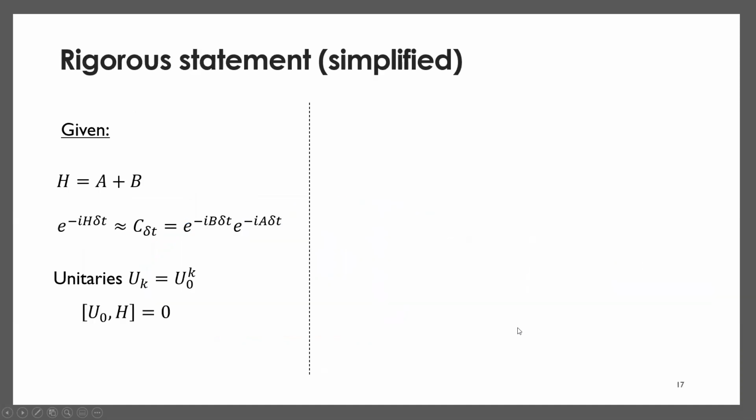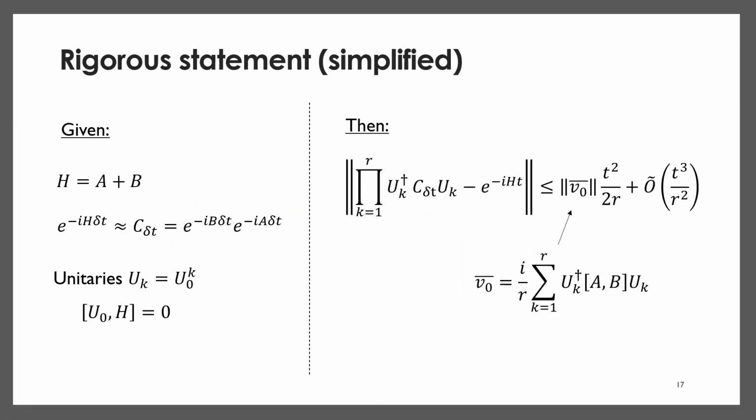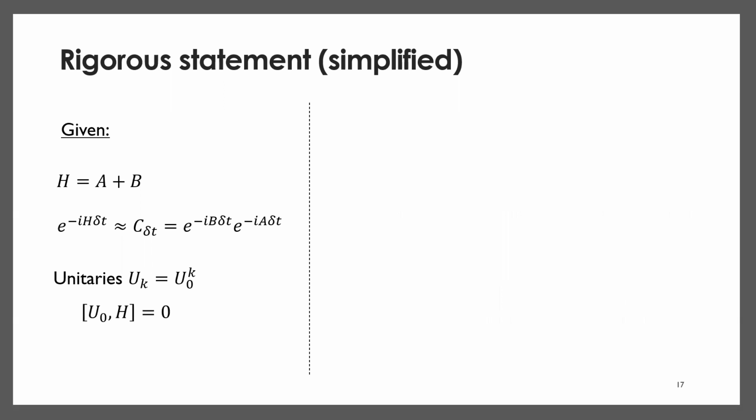We can also make some rigorous statement for the symmetry protection error. For the purpose of this talk, I'm going to provide a simplified version of the statement. In particular, we assume that the Hamiltonian has 2 terms, A and B. We're going to simulate the evolution of this system by breaking time into many small time steps and evolving under each time step, and simulate each time step by a circuit C delta T. That is basically an evolution under A first, and then the evolution under B.